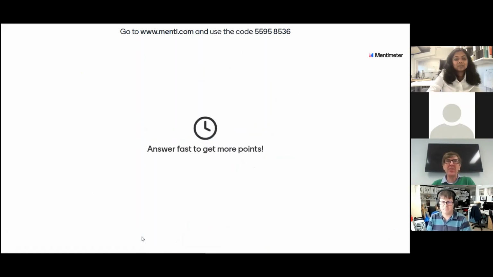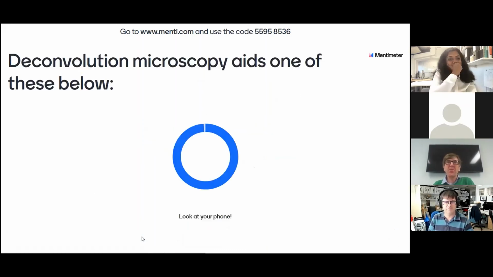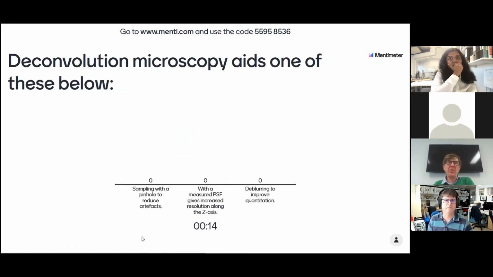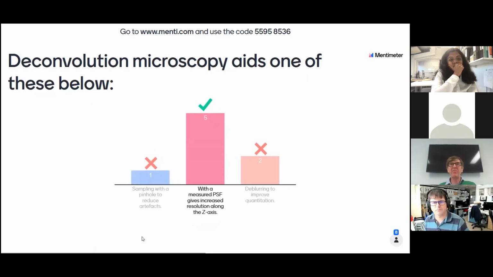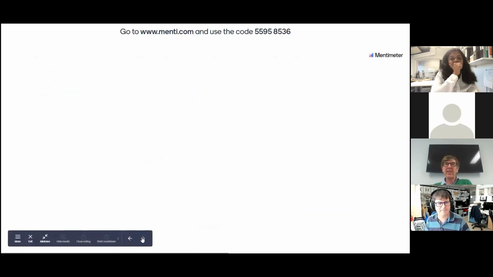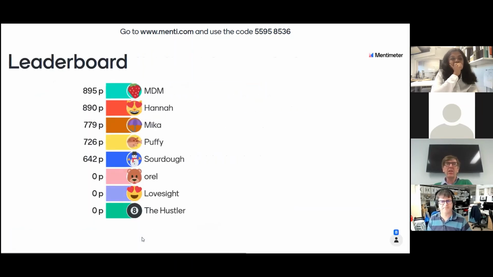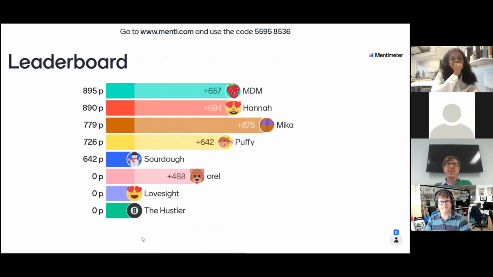So let's see, question 3. Deconvolution microscopy aids one of these below. So which is the best one of these? It aids sampling with a pinhole to reduce artifacts. It works with a measured PSF to give increased resolution along the Z-axis, or it can be used for deblurring to improve quantitation. And the best answer, yep, is number 5, gives increased resolution in the z-axis. So let's see where that takes us now.